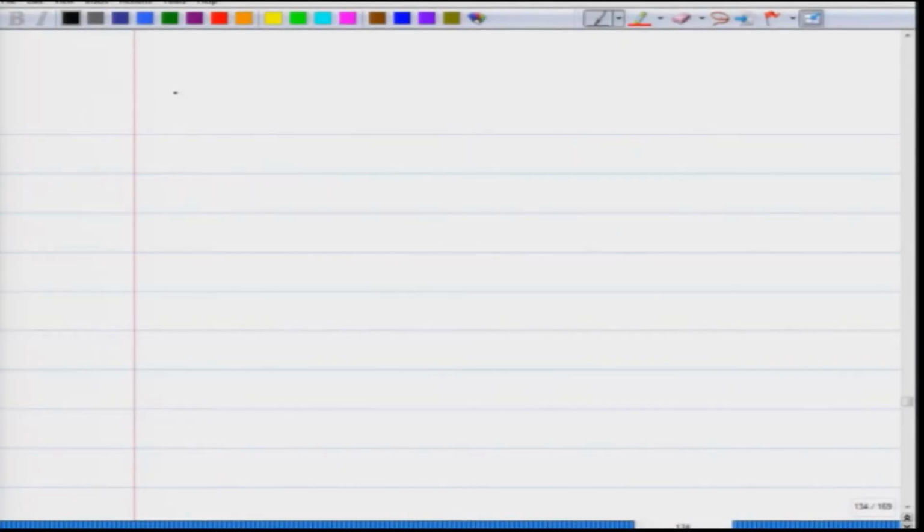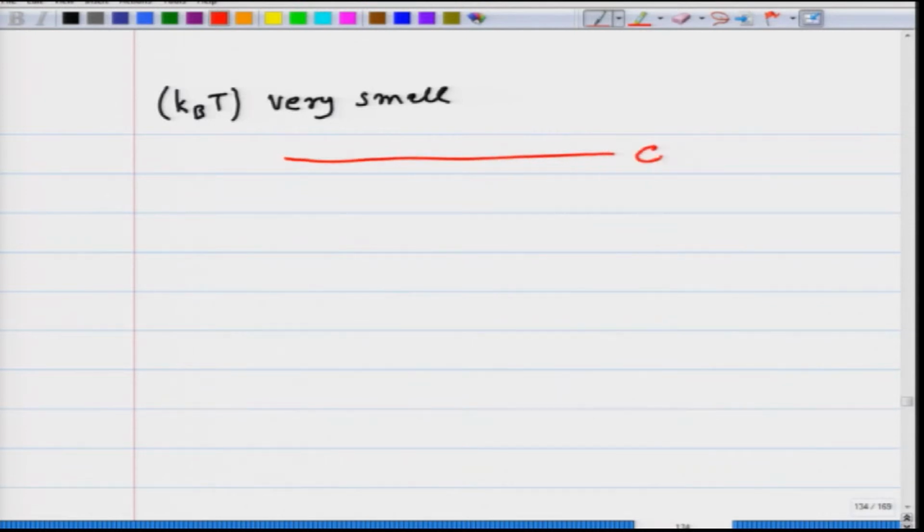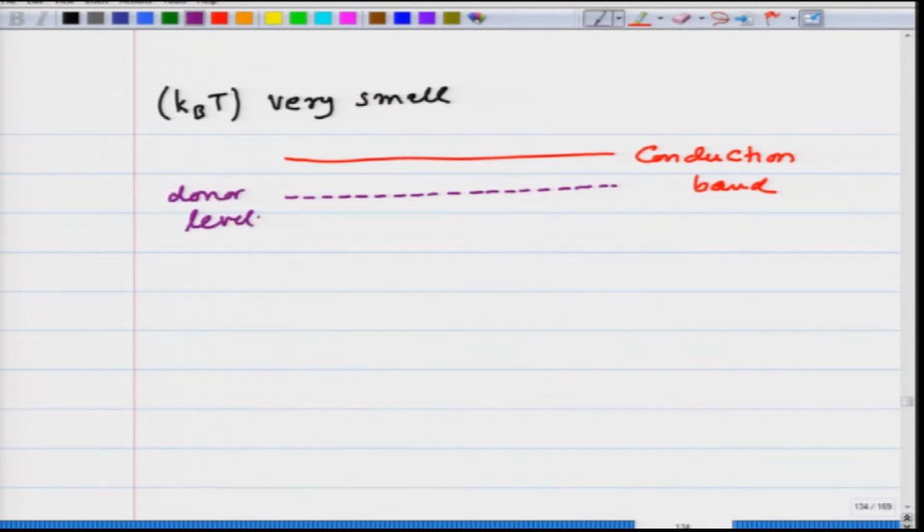So, let us work on finding out the number of carriers when k_B T is very small, and when I say small, it is relative to the band gap of the intrinsic semiconductor. So, in that case, what we had argued is that this is the conduction band edge, this is where it starts from, and I have the donor level right here. And the electrons are going to come mainly from here.